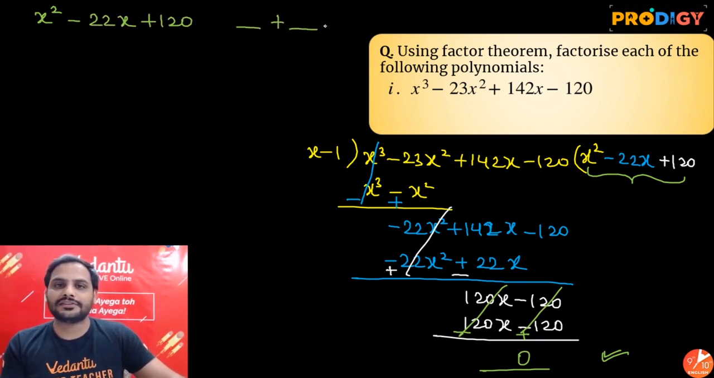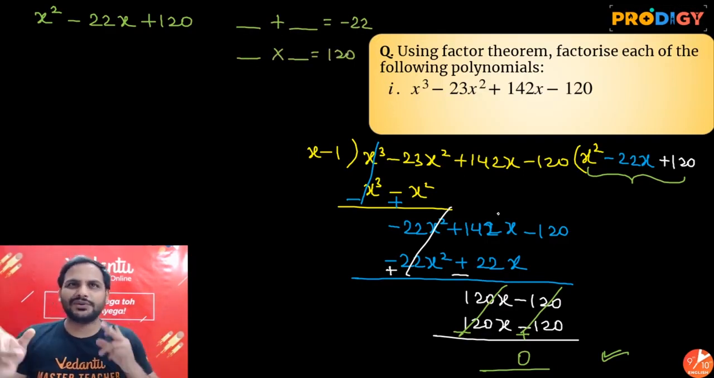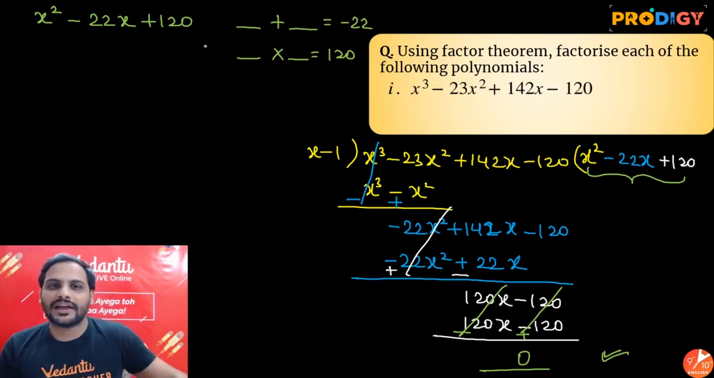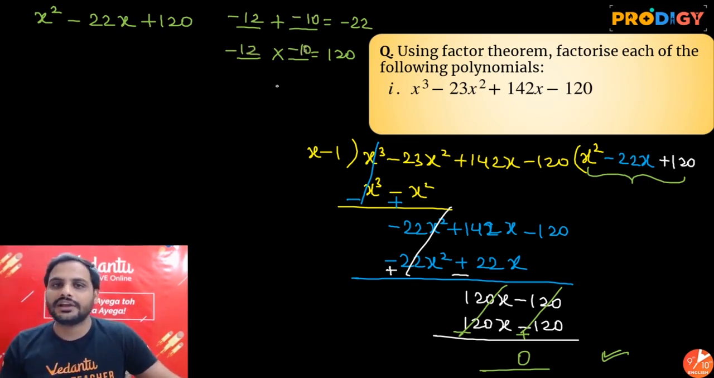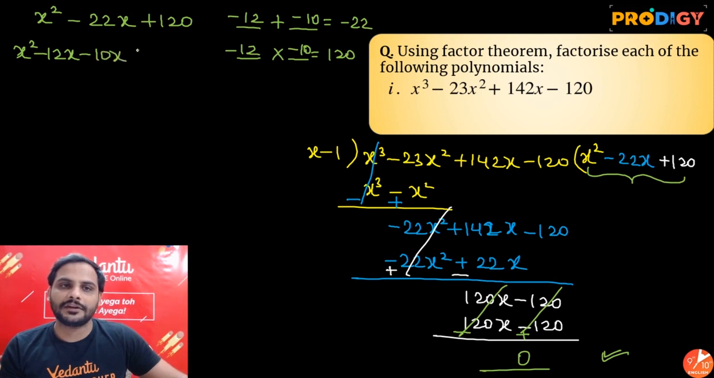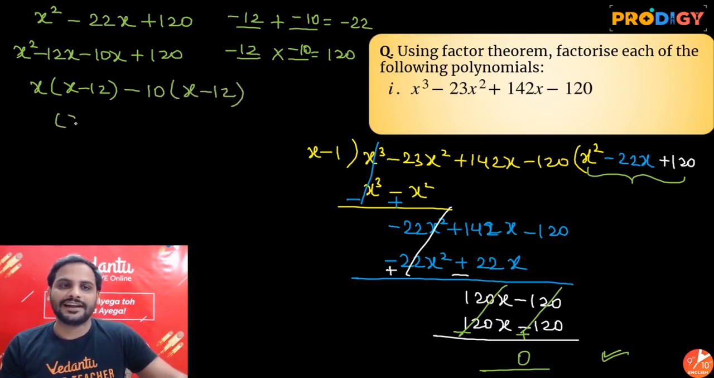I need two numbers such that their addition is minus 22 and their multiplication is 120. So what are the numbers? What is 12 into 10, and I need minus 22. So I will take minus 12 minus 10. Minus 12 minus 10 added will give you minus 22, and their multiplication, negative into negative, becomes positive. So I have x square minus 12x minus 10x plus 120. Take x common, x minus 12. Take minus 10 common, x minus 12. So we are left with x minus 12 into x minus 10.